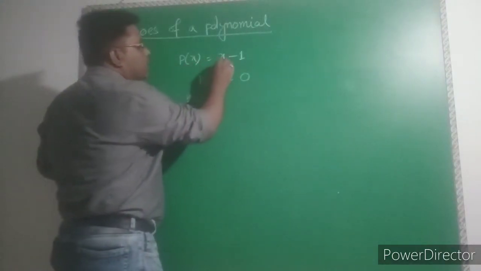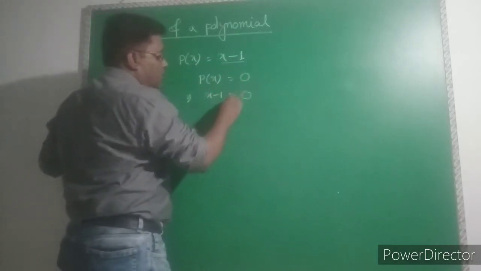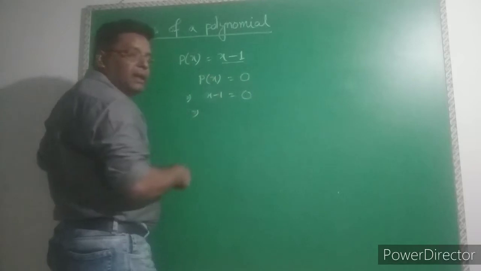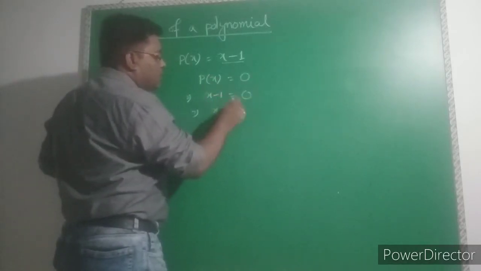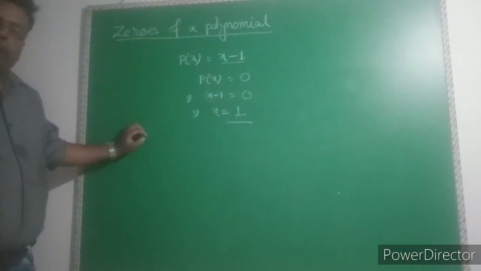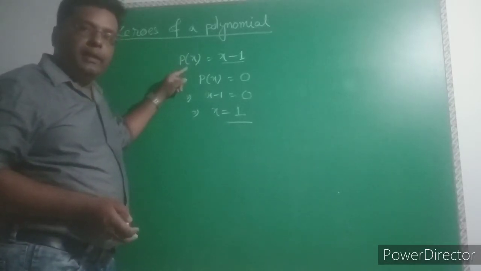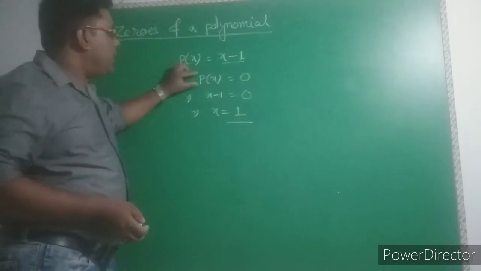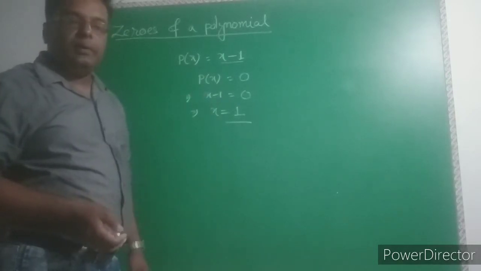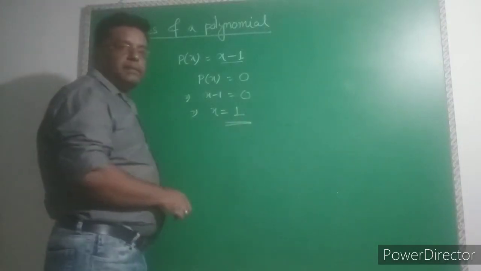So from here we write p(x) equal to 0. p(x) means x minus 1, that is, x minus 1 should be 0. So what is the value of x then? If we take this minus 1 to the right side, it becomes plus 1. That is x equal to 1. We get x equal to 1 is the zero of the polynomial p(x). That is, when we have to find the zeros of a polynomial, we compare the polynomial with 0. Then we get the zeros of this polynomial, like this.